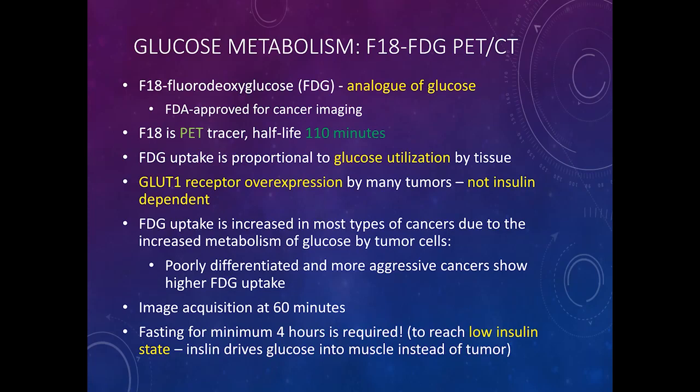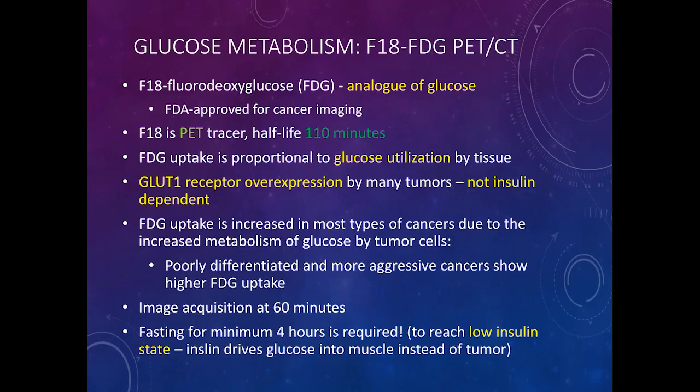With FDG, we usually acquire the image at 60 minutes after administration of the radiotracer. And as I mentioned, insulin level is very important when you're imaging with FDG. You want to have it as low as possible, so that only cells that have receptors that are not insulin dependent can pick up the radiotracer. And tumor cells are the ones that have this feature.